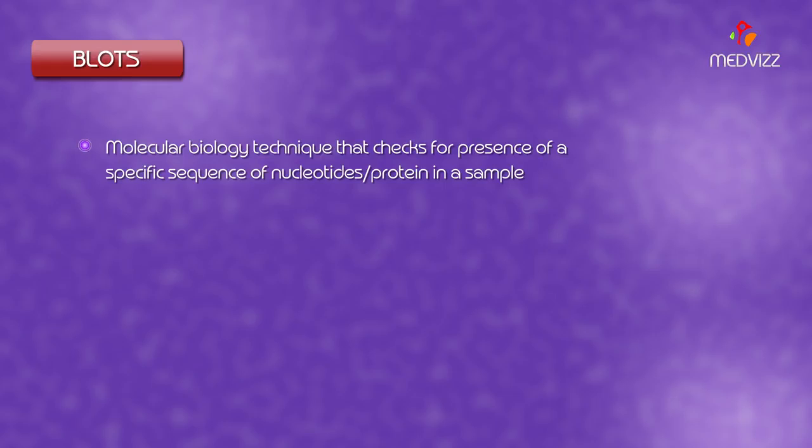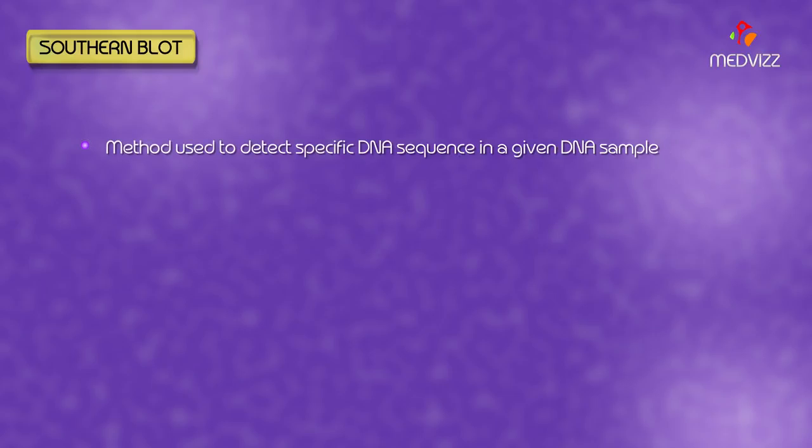Blots. It is a molecular biology technique that checks for the presence of a specific sequence of nucleotides or protein in a sample. Southern blot. It is a method used to detect specific DNA sequence in a given DNA sample.